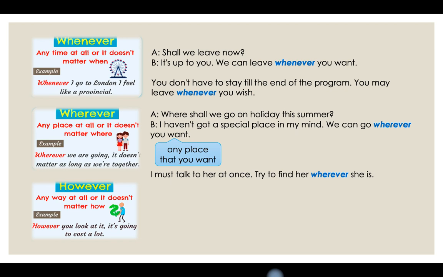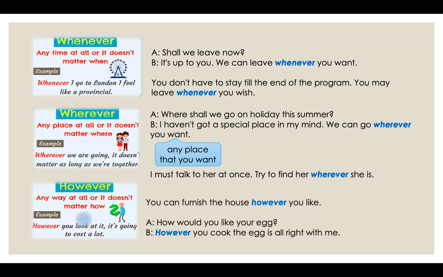However means any way at all, or it doesn't matter how. It doesn't matter which way. You can furnish the house however you like. So you can furnish the house the way you like. How would you like your egg? However you cook the egg is alright with me. So however does not have the meaning of but in this meaning. It has the meaning of any way you like.